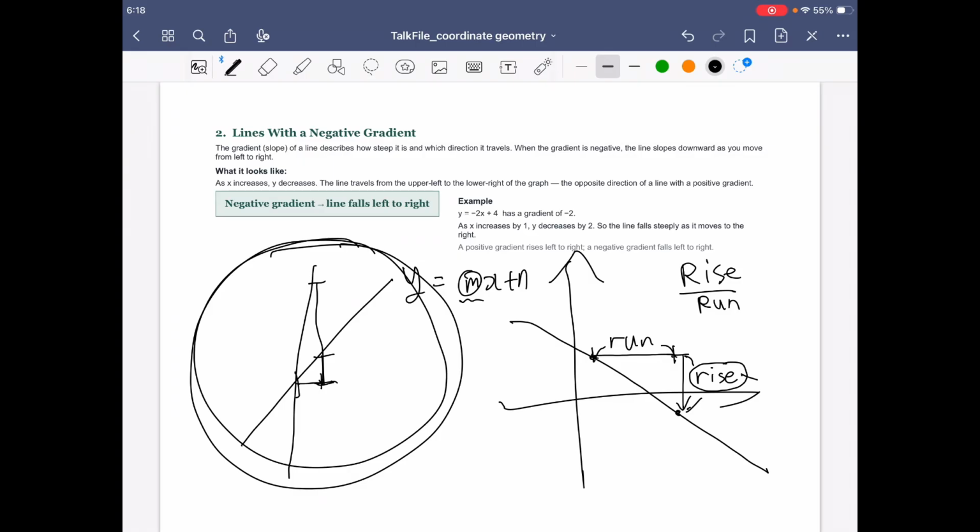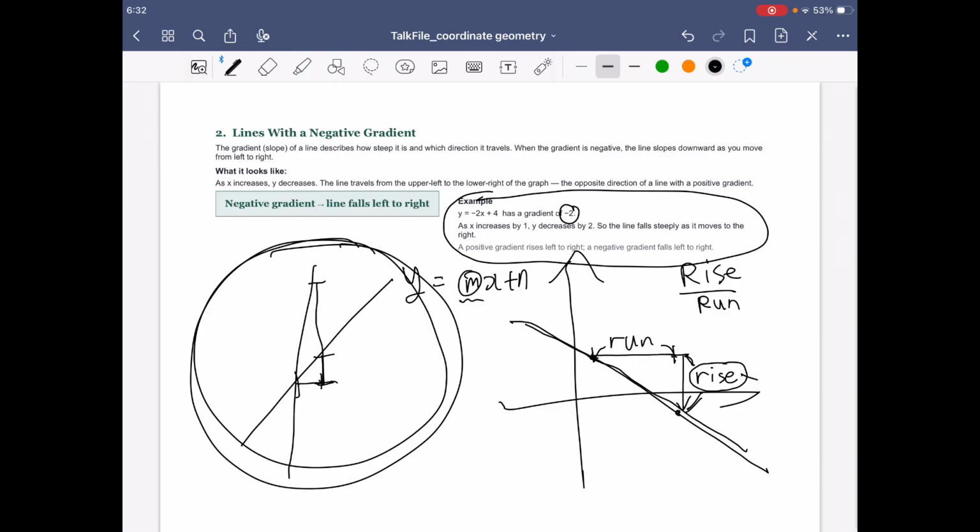So when lines have a negative gradient, that basically means the line falls left to right. And there is one example here. y equals -2x plus 4 has a gradient of -2. Like I said, when the gradient is negative, the line slopes downward as you move from left to right. So the rise is a negative number.